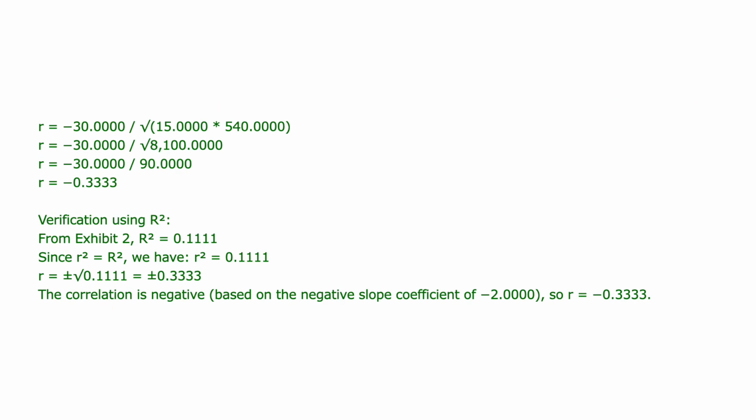The sign of the correlation coefficient must match the sign of the slope coefficient. Because the denominators for both the slope and correlation are always positive, the sign of both is driven by the numerator, the covariance. Therefore, if the covariance is negative, the correlation must be negative.